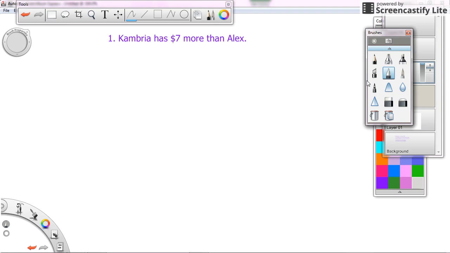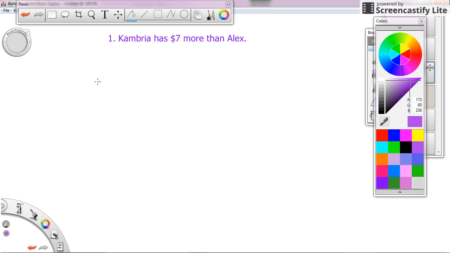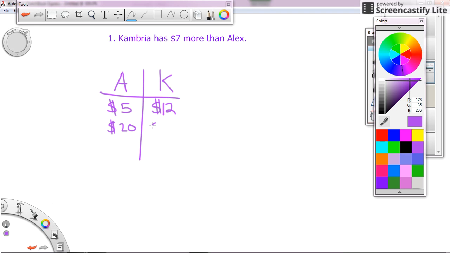So let's see, if Alex has $5, how much would Cambria have? Well, we know she has $7 more, so I'll add 7 to 5 and get $12. There we go. And if Alex had $20, Cambria would have 7 more. She would have 27. So these are possible values for both of these people here.